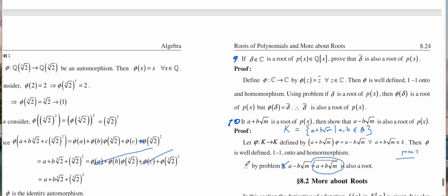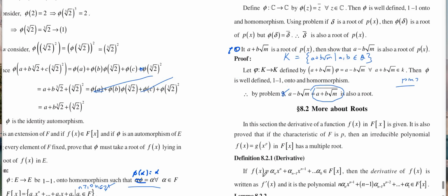So we will see the concept of simple extension. Any finite extension is a simple extension. A very nice concept that we will see in the next video.